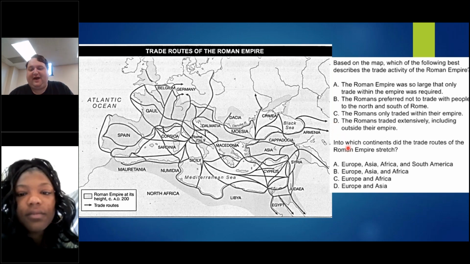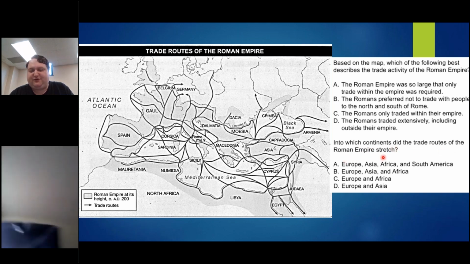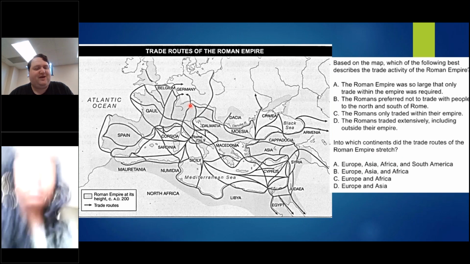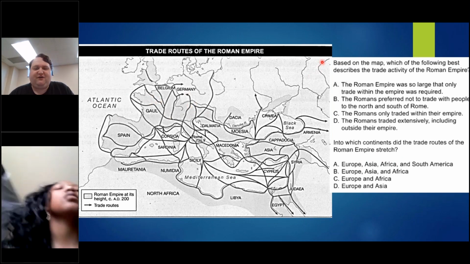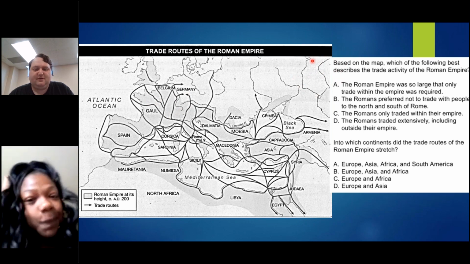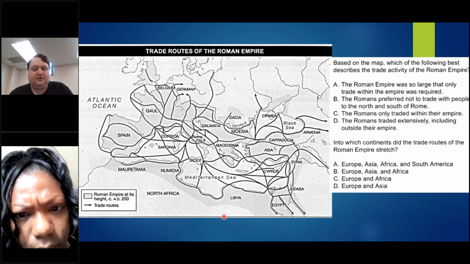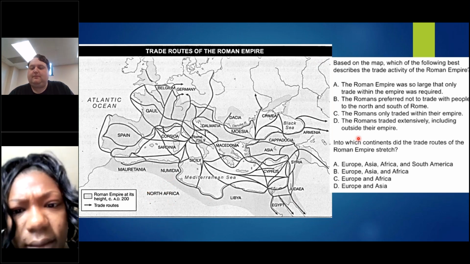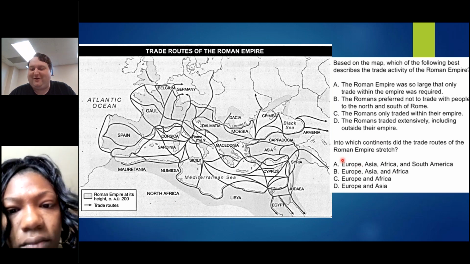Good. And then the next question here. Into which continents did the trade routes of the Roman Empire stretch? And for that, we need to know that up here, this is Europe. Asia is off here to the top right. And Africa is down at the bottom. So, into which continents did the trade routes of the Roman Empire stretch?